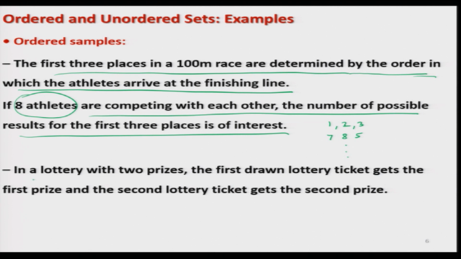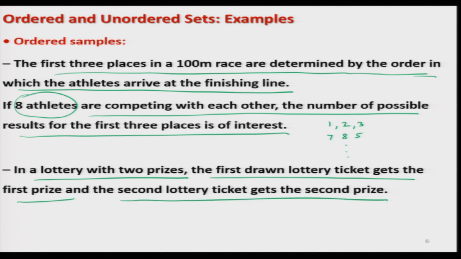Similarly, suppose a lottery has 2 prizes, first prize and second prize. Right. Now people purchase these tickets, and then we have to draw 2 tickets out of those tickets. So whichever lottery ticket is drawn first will get the first prize, and whichever ticket is drawn second will get the second prize. As simple as that. So in this case you can say that the ordering of the events in which they are performed is important. Right.